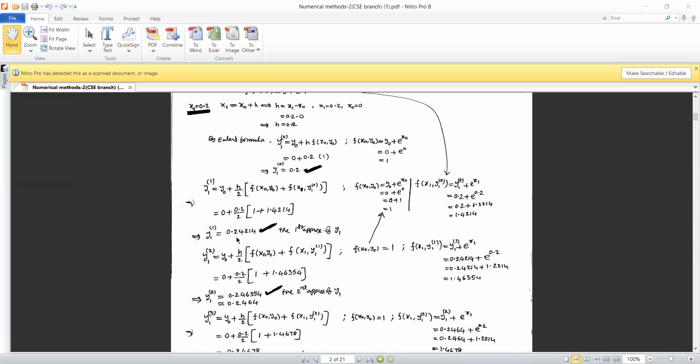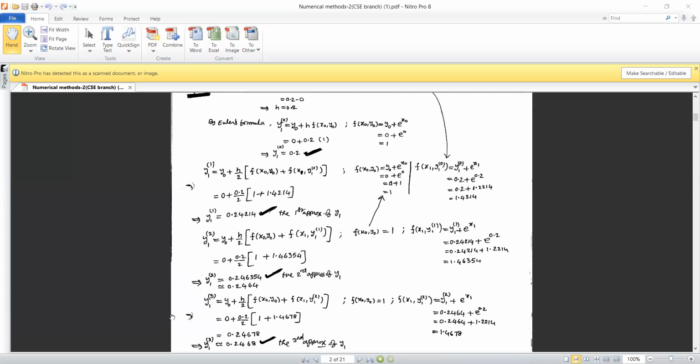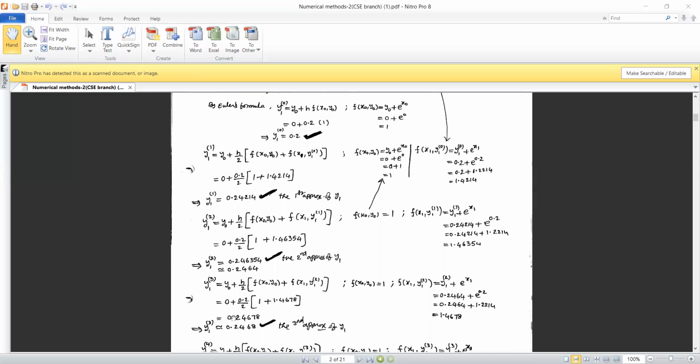Earlier, in the first approximation, we got 0.24214. So we will try one more approximation and recheck our answer. Once again using the formula, by using the just previous value of y1 instead of the first approximation value, now we will use the second approximation value for calculating the third one. When we calculated the third one in the same process, we got 0.24268, and in the second approximation we got 0.2464.